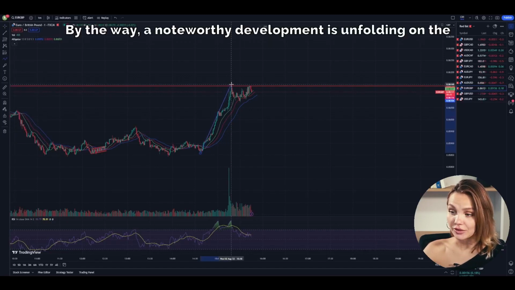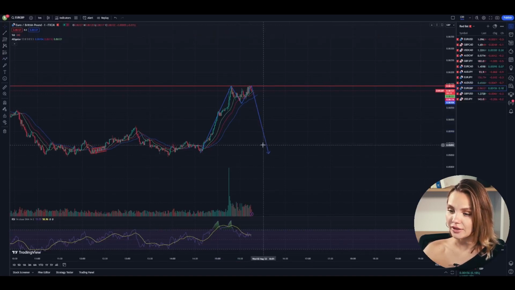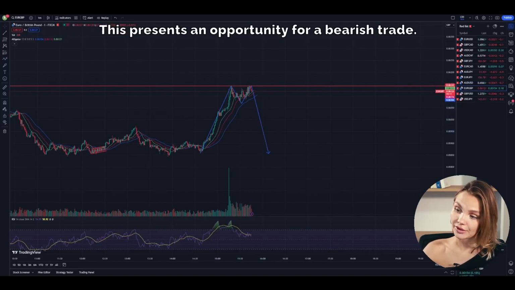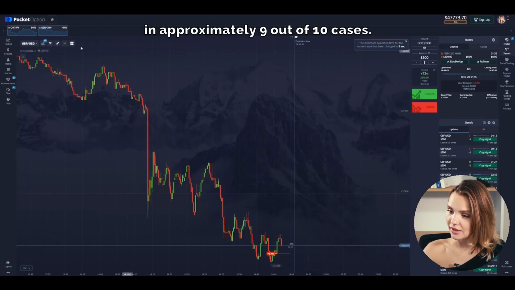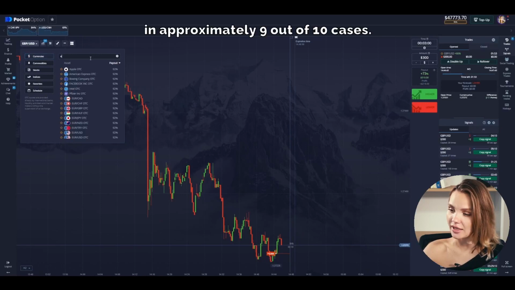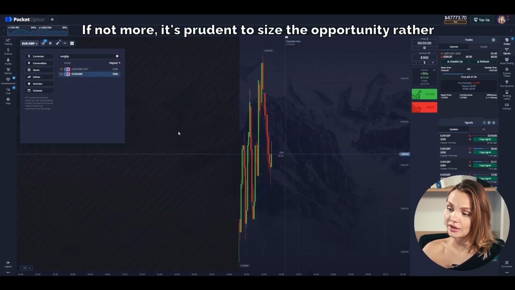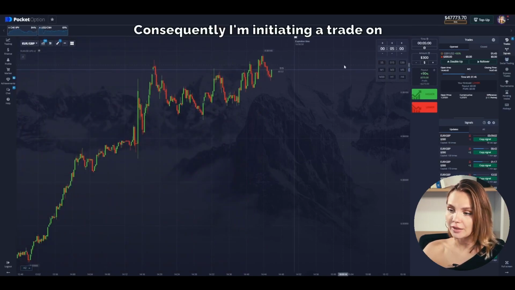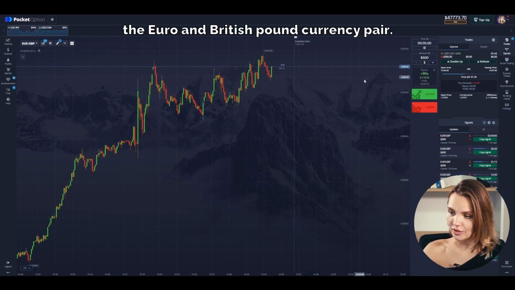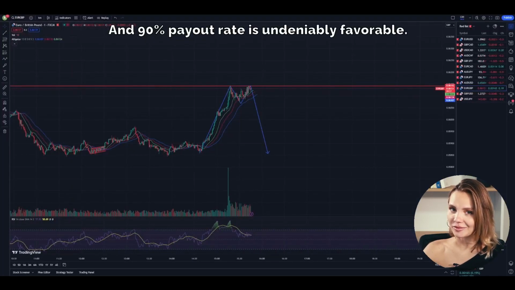By the way, a noteworthy development is unfolding on the Euro and Great British Pound currency pair, a double top formation. This presents an opportunity for a bearish trade. This pattern is renowned for its effectiveness, succeeding in approximately 9 out of 10 cases, if not more. It's prudent to seize the opportunity rather than miss out due to risk aversion. Consequently, I'm initiating a trade on the Euro and British Pound currency pair. A 90% payout rate is undeniably favorable.